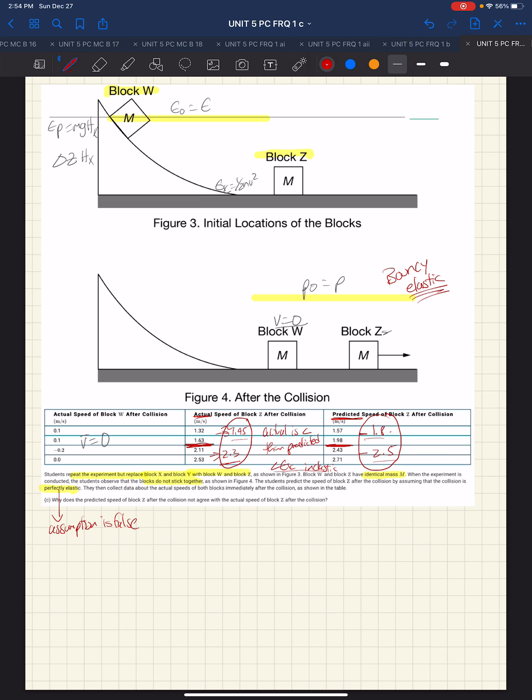Then they collect data about the actual speeds of both blocks immediately after the collision, shown in the table. Why does the predicted speed of Z after the collision not agree with the actual speed of Z after the collision? So the first thing we notice is that the assumption is false. And the second thing we might ask is why that might be the case. We know that all of this energy that gets lost has to do with that time when the particles are interacting with each other. And what are the things that can happen? Well, kinetic energy can be transformed into thermal, sound, and vibrational energy. So these are the two statements. We're looking to explain this in a little more detail.